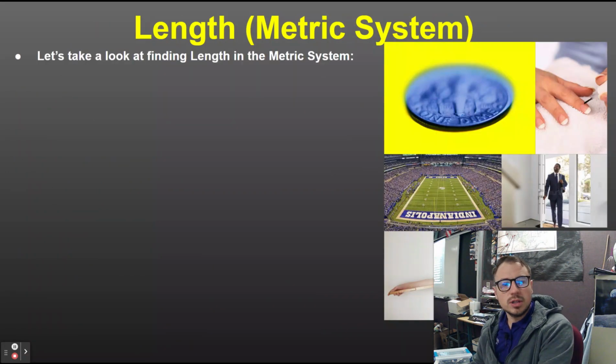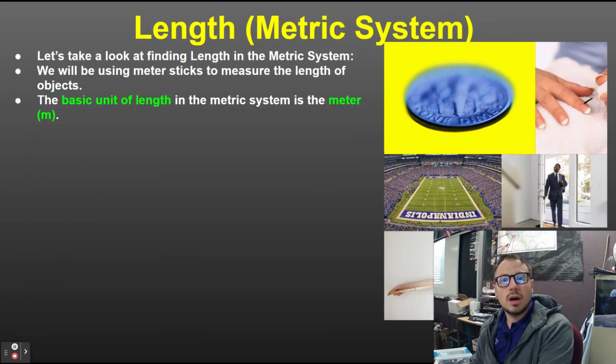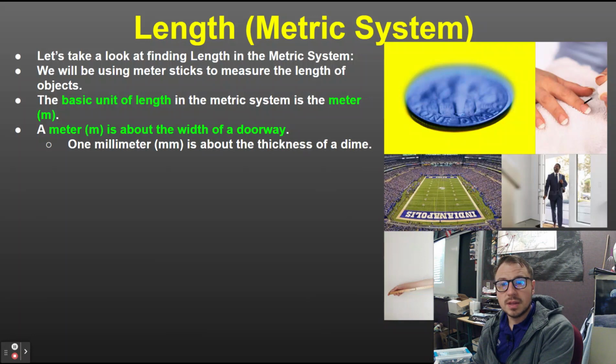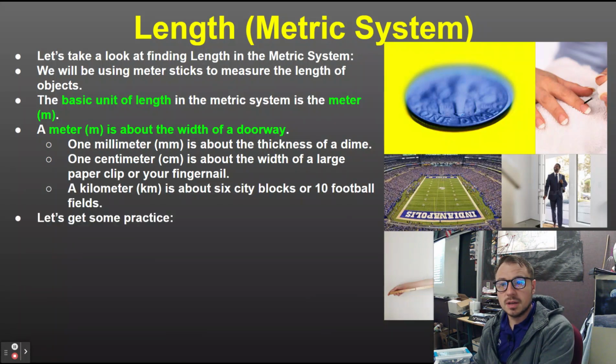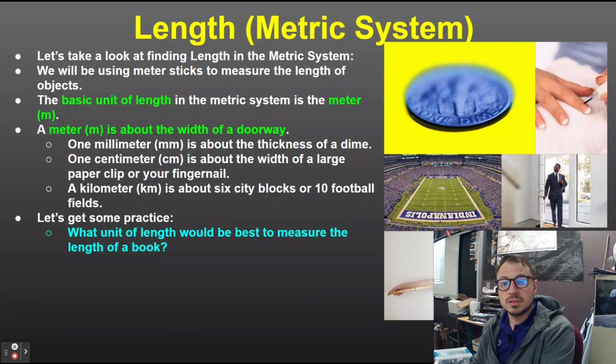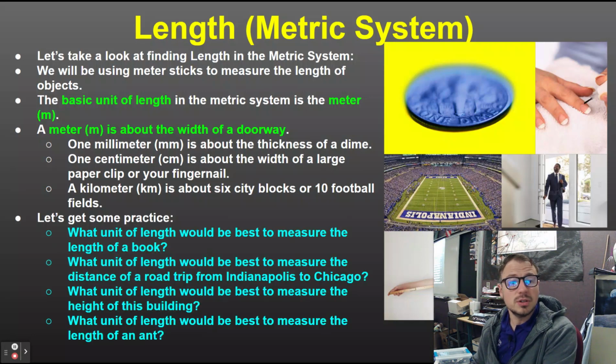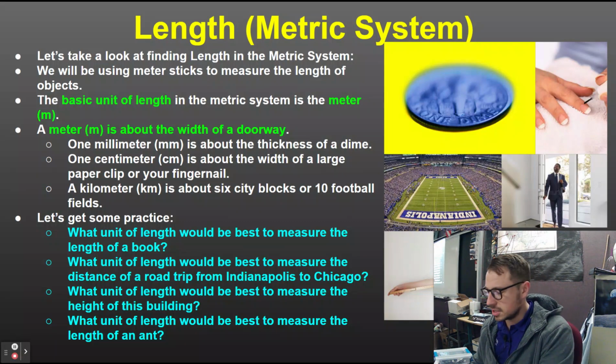So when we're looking at the metric system, we need to know length. Now, the basic unit of length in the metric system is the meter. A meter is about the width of a doorway. Now, millimeters, 1/1000th of a meter, is about the thickness of a dime. A centimeter is about the width of a large paper clip. A kilometer is about 6 city blocks, 10 football fields. So these are different units that you need to know to convert. It's just easier to visualize when you compare them to something.